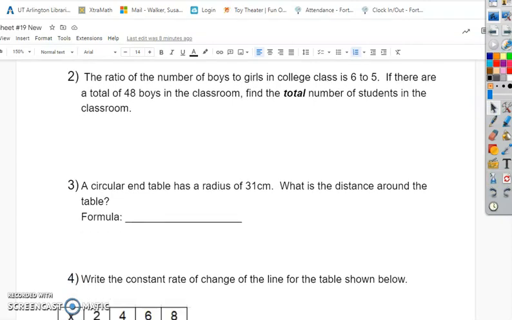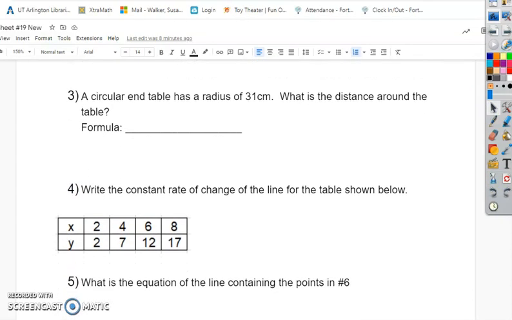Sometimes they'll give you a different word for this. We're going to talk about it. It says a circular end table has a radius of 31. What is the distance around the table? So remember, around a circle means circumference.